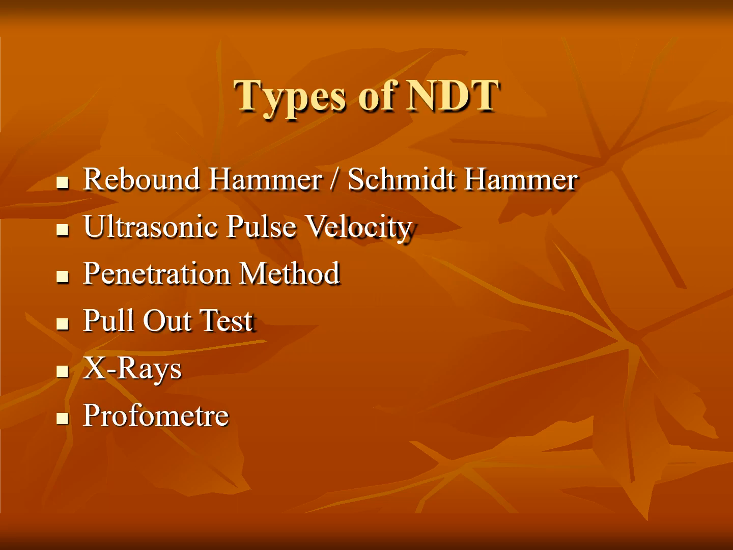And the second type is the non-destructive test. Now I am going to show the non-destructive tests. What are the types of non-destructive tests? Nearly 6 types are used to evaluate hardened concrete. First one is the rebound hammer, second one is ultrasonic pulse velocity, third one is the penetration method, fourth one is the pull-out test, then X-ray, then the profometer.